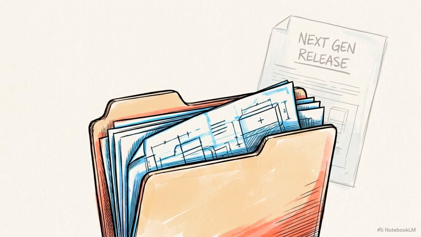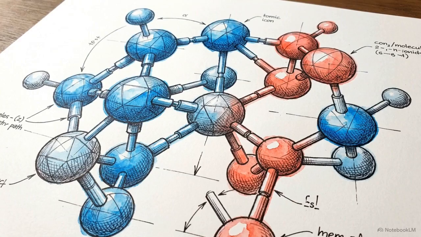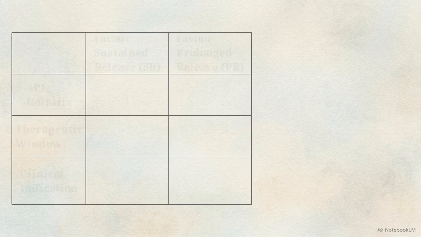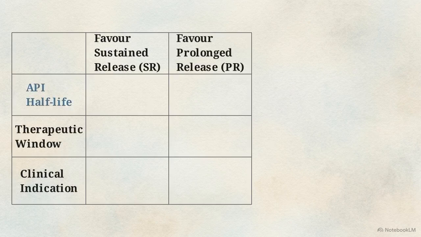With the engineering mechanisms defined, the decision to develop a sustained versus prolonged release product cannot be driven by marketing aspirations. The formulation target must be dictated by the active pharmaceutical ingredient's intrinsic biopharmaceutics. Look at this decision matrix. The choice hinges on two key variables: the API's half-life and its therapeutic window. A sustained release architecture is mandatory for APIs with short half-lives of 2 to 6 hours, combined with narrow therapeutic windows where any fluctuation is dangerous.